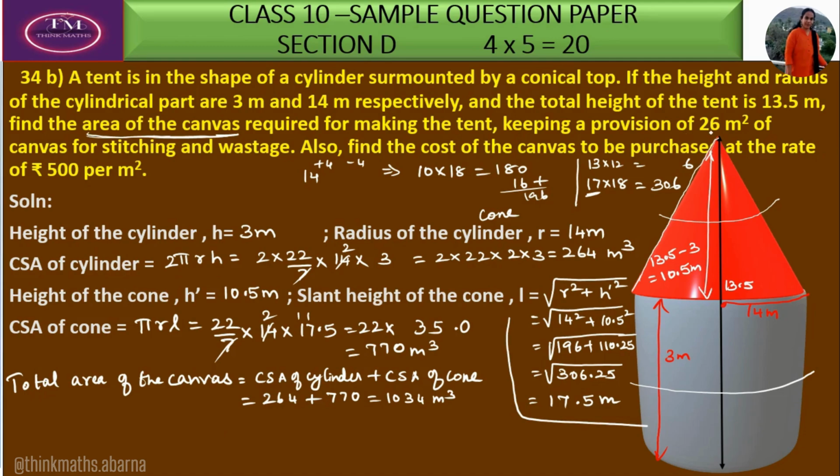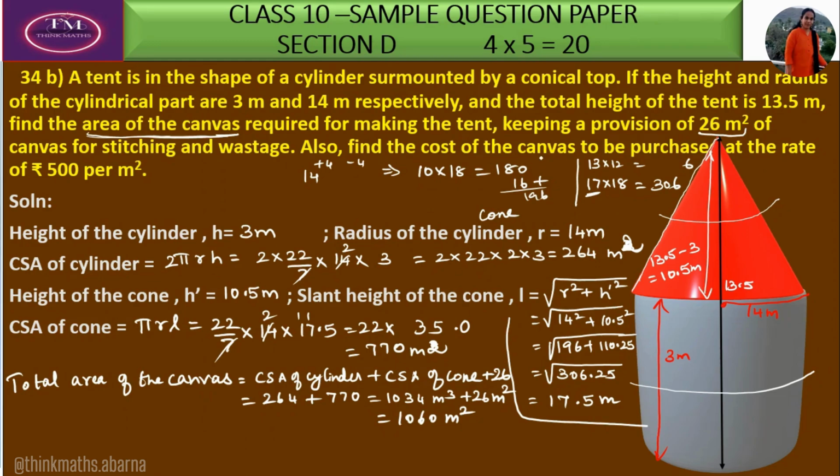Now keeping a provision of 26 meter square of canvas for stitching and wastage. So what we have to do? We have to add this for stitching and wastage. There is some canvas required. So with this we have to add 26 meter square. I'm sorry, this is curved surface area, so it is meter square. Only for volume, you should write meter cube. So this is 26 meter square. So if you add 1034 plus 26 meter square, you will get 1060 meter square. So this is the total area of the canvas.